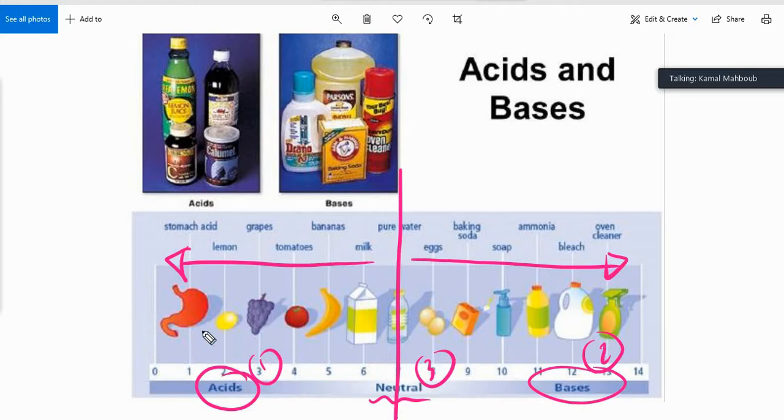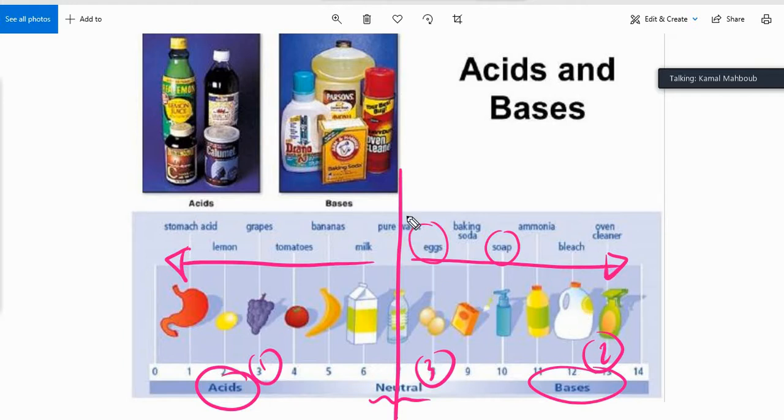Okay, now that is strong and weak acid. On the other hand, here we have weak base, like egg, like soup, and we also have strong base, like cleaners. Your mother sometimes uses it to clean the floor or glass. That is base. I said acid, I'm sorry, by mistake. That is base.